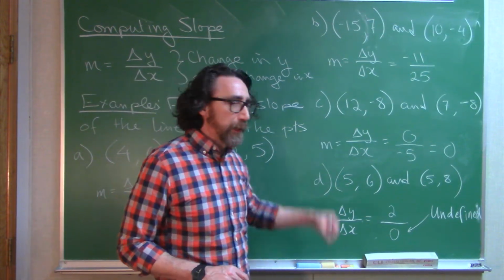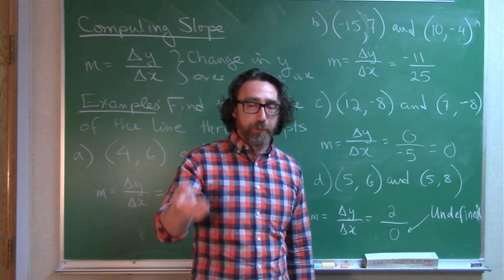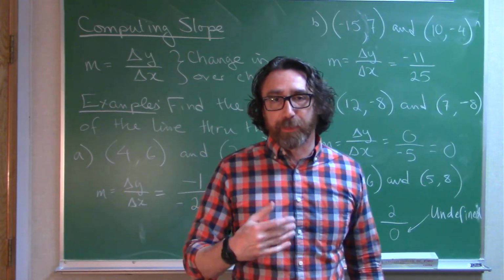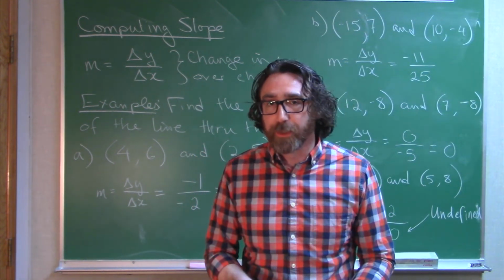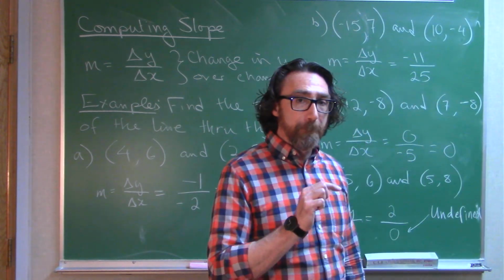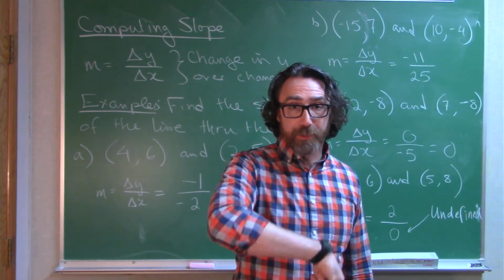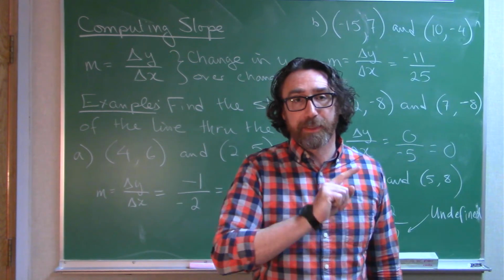Okay, so very easy idea, finding the slope of a line. Change in the y values, divide by the change in the x values. You're forming a fraction, and that fraction tells you how many units y increases or decreases for every 1 unit increase in x.